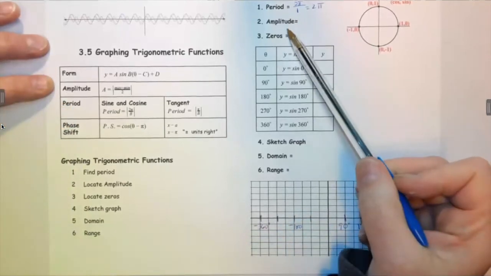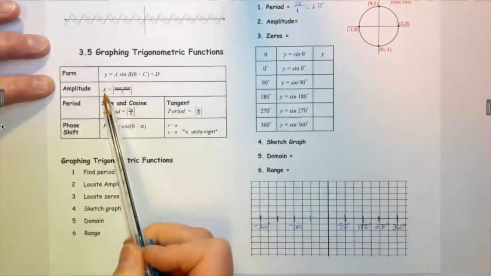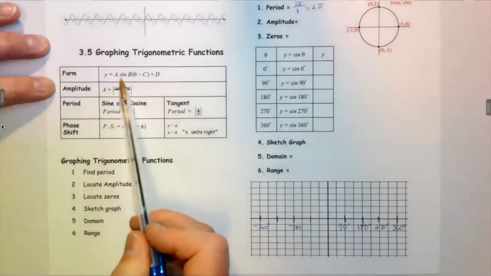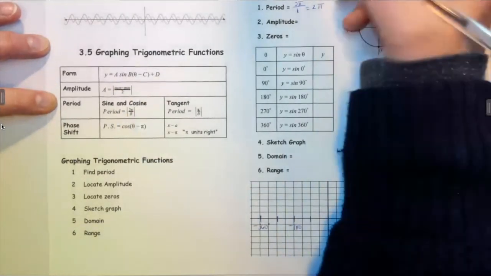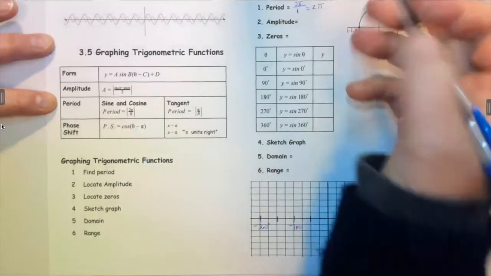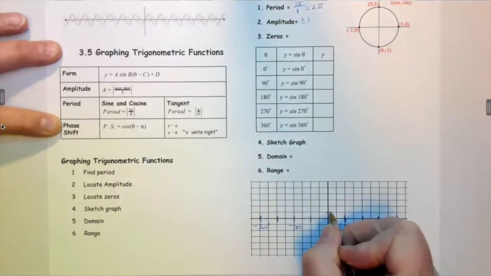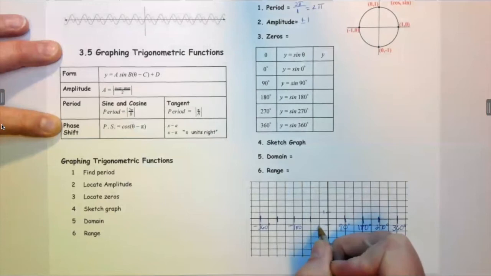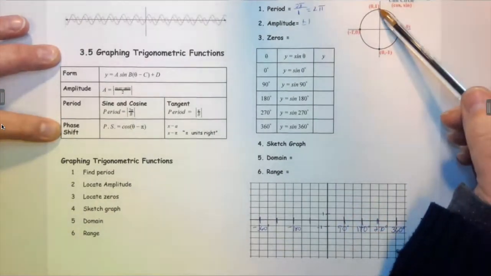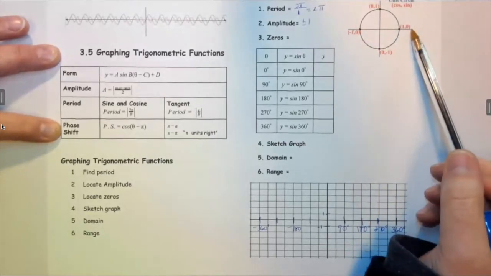The amplitude, the highest and lowest points, the amplitude A is found in the front of the function like a coefficient. Here, I also have a 1 in front of sine. My amplitude is plus and minus 1. We will be using 0 degrees, 90 degrees, 180 degrees, 270, and 360.